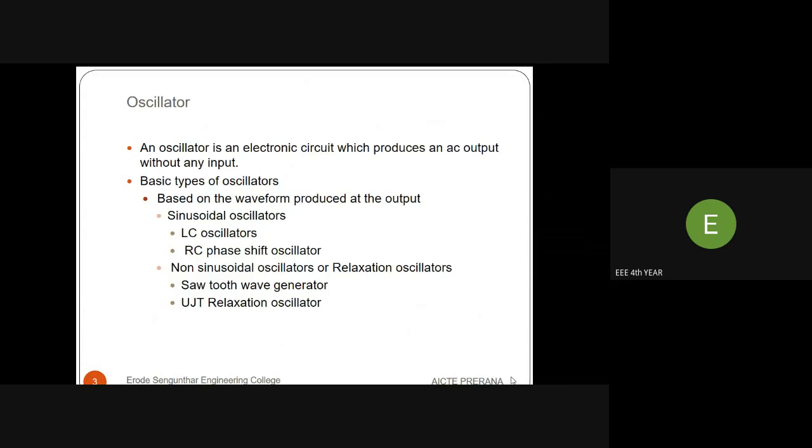Now, let us see the types of oscillator. Oscillators can be mainly classified, based on their output waveform, into two types: one is the sinusoidal oscillator and the other is the non-sinusoidal oscillator or relaxation oscillator. Examples of sinusoidal oscillators are the LC oscillator and RC phase shift oscillator. Examples of non-sinusoidal oscillators are the sawtooth wave generator and UJT relaxation oscillator.